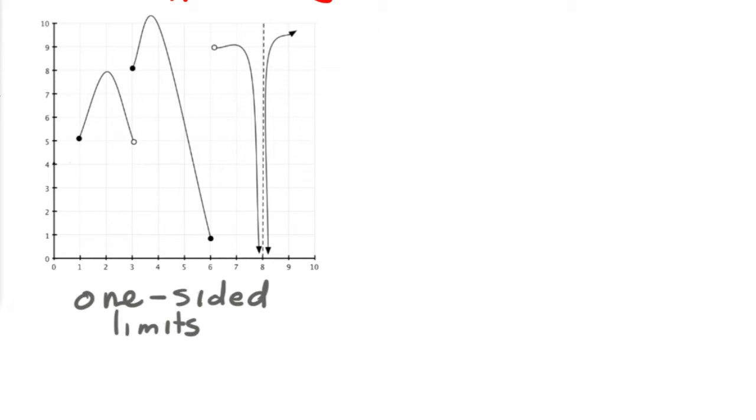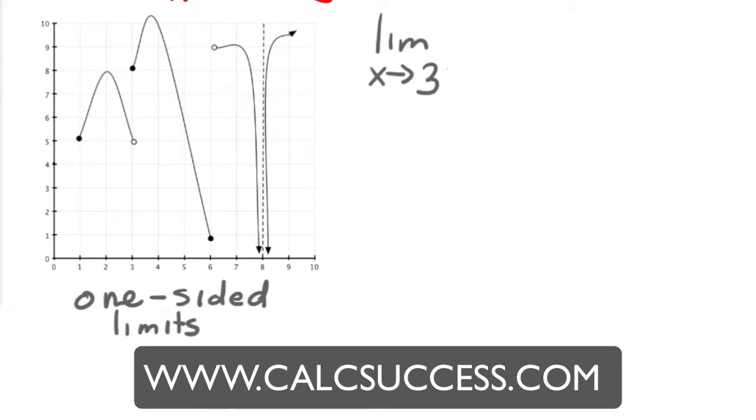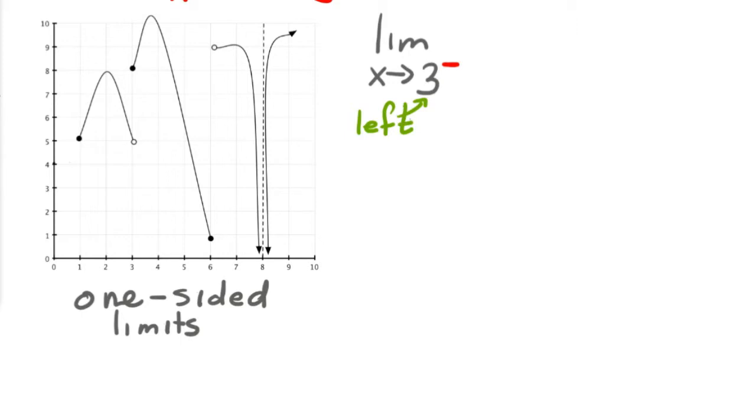So when I write, for example, the limit as x approaches 3, and then I put a little negative symbol up on the top of 3, what that means is I'm asking, as x approaches 3 from the negative direction, or in other words, from the left side. So as I approach 3 from the left side, where's my function going?